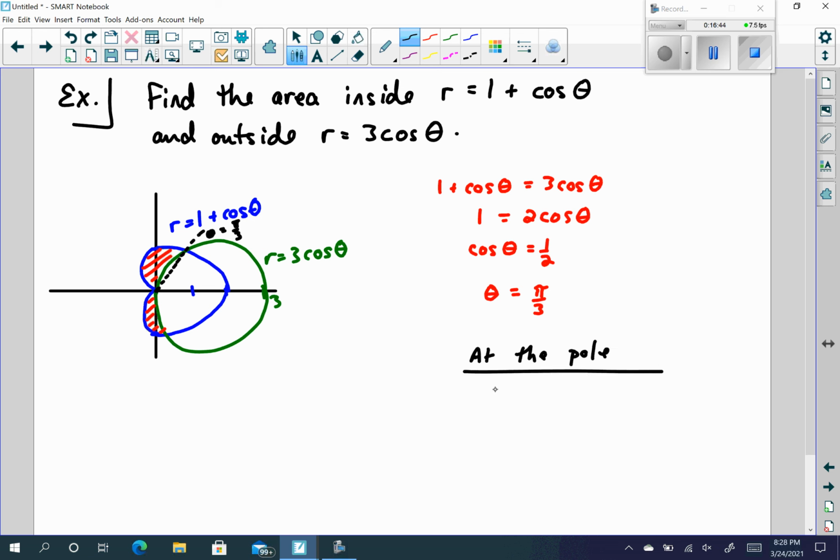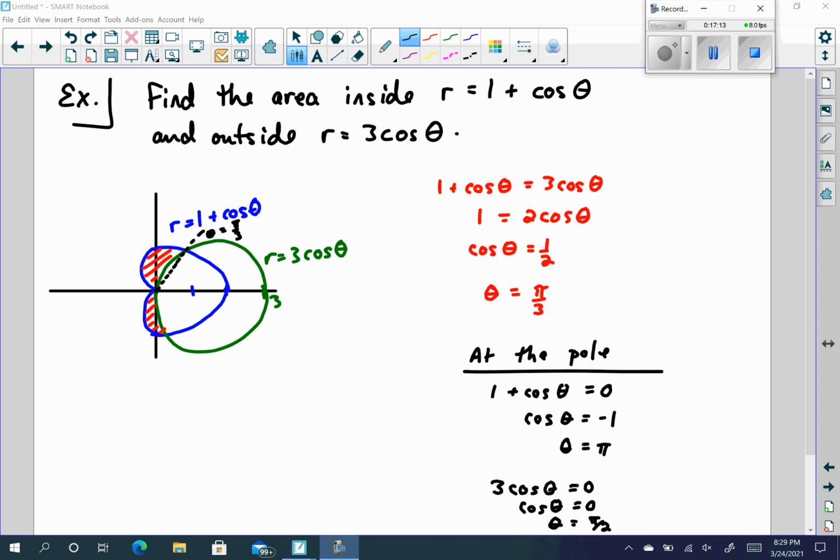So if we took 1 plus cosine theta, set that equal to 0, we would get cosine theta is equal to -1, and that happens when theta is equal to pi. And then 3 cosine theta is equal to 0 when cosine theta is equal to 0, and that happens when theta is equal to pi over 2. So again, they happen at different values of theta, but we are going to need them here.